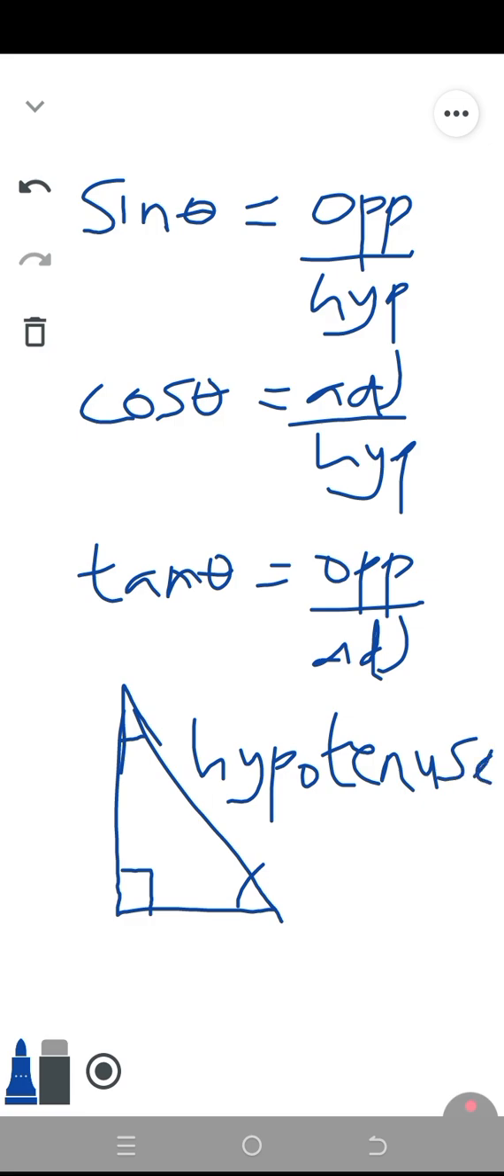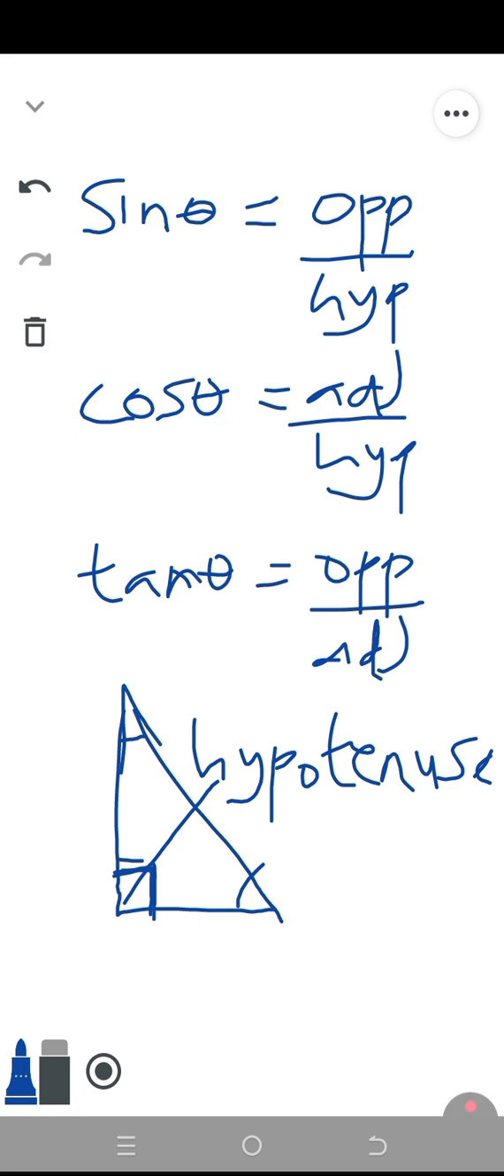The hypotenuse is the side that is facing the 90 degrees. Let me show you that. Where's the 90 degrees? This is the 90 degrees, right? So which side is facing the 90 degrees? That's it. That's the hypotenuse. The side that is facing the 90 degrees. That's what we call the hypotenuse.